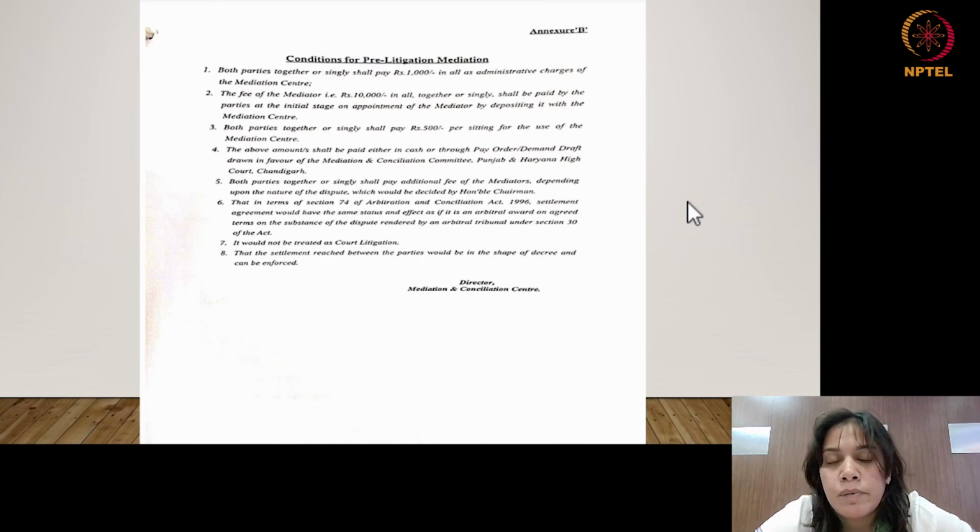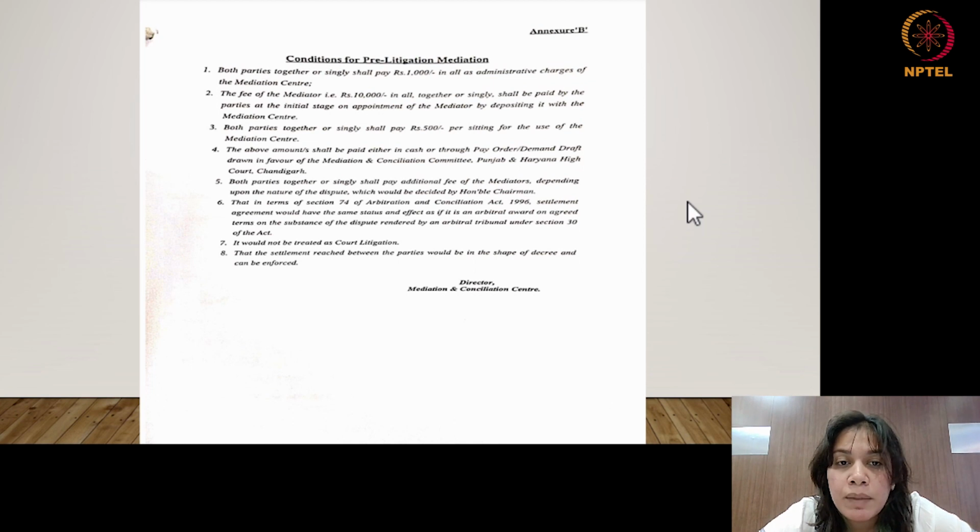Next, as per the terms and conditions for pre-litigation mediation, there's one annexure which states the conditions for pre-litigation mediation. First is that both the parties together or singly pay rupees 1000 in all as administrative charges of the mediation center.